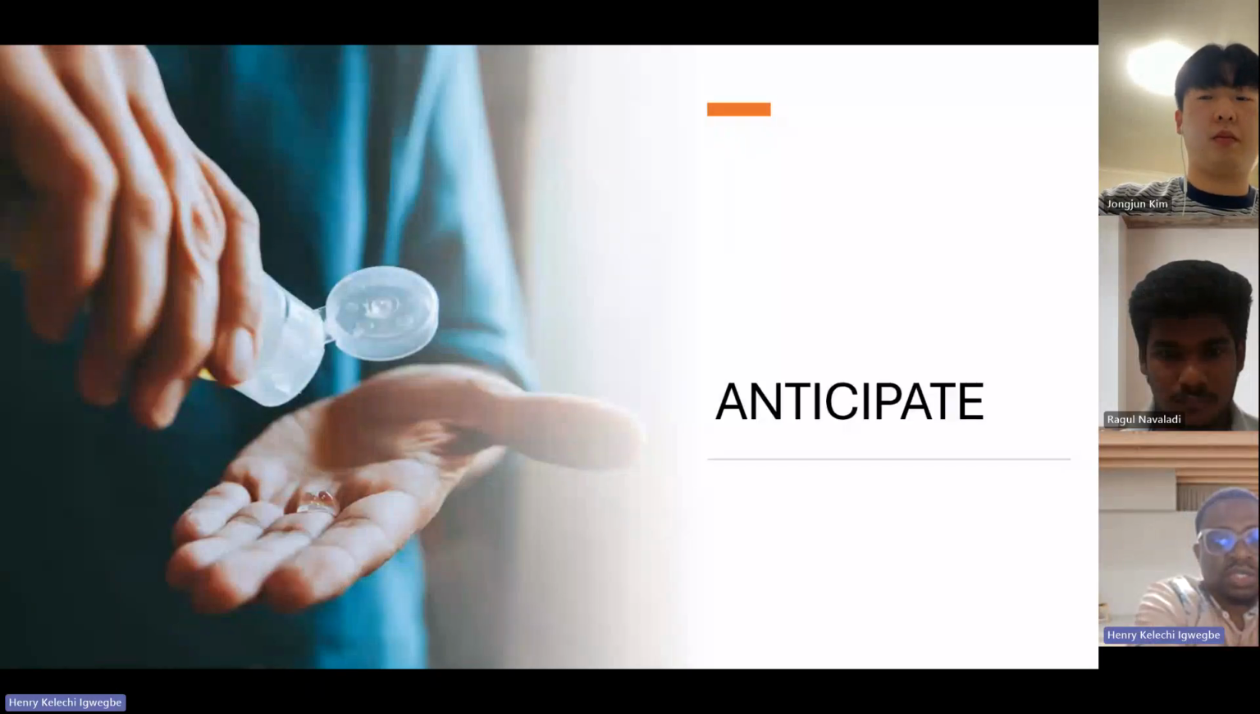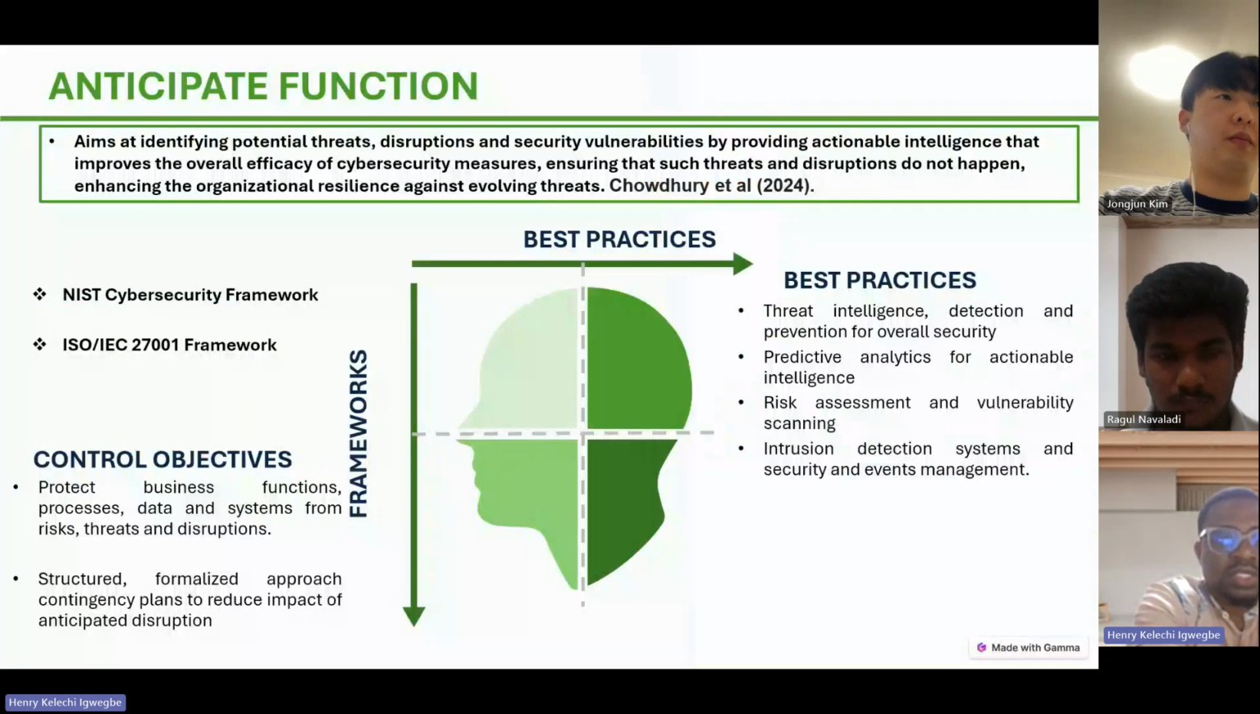We'll start the presentation briefly speaking about the anticipate function. And what is the anticipate function? The anticipate function aims at identifying potential threats, disruptions, and security vulnerabilities, and providing actionable intelligence that can help UniNet to be able to defend itself against such threats and disruptions so that they do not materialize and then the organization is known to be cyber resilient.